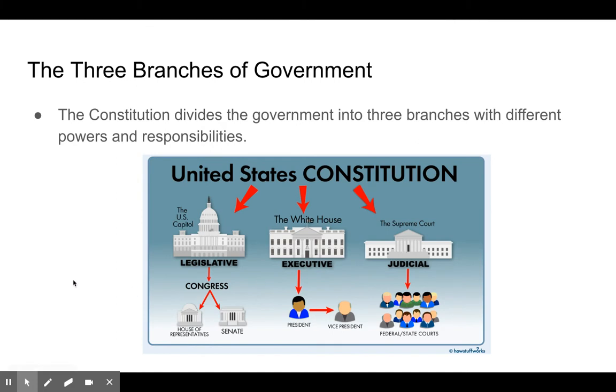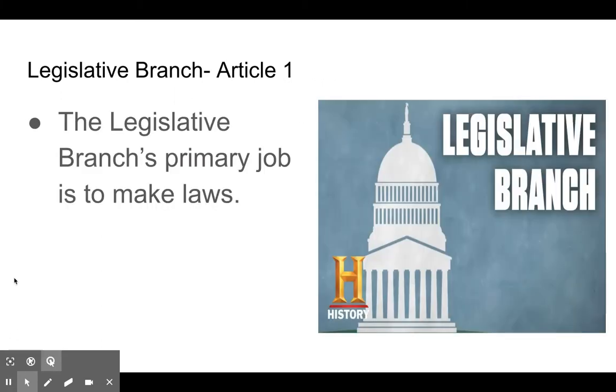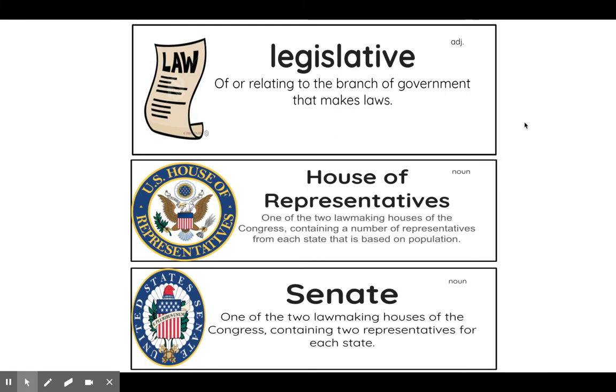Now you're wondering, what does each branch do? Why was it divided this way, and what does each branch do? Now, the legislative branch is outlined in Article 1 of the Constitution, so one of the first parts of the Constitution. And the main job of the legislative branch is to make laws, so to write bills that they hope will become laws.